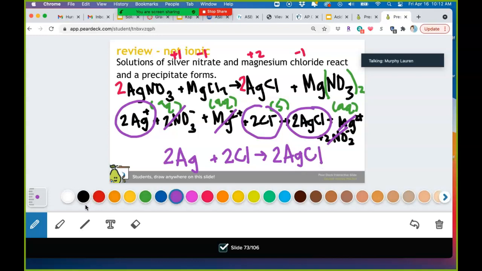Is this correct? This is wrong. You don't get to just get rid of charges because you feel like it. Where'd the plus go? Where'd the minus go? You have to include them. If you write 2Ag+, that means it's an ion. If you write 2Ag, it means it's solid silver. It's not the same thing.